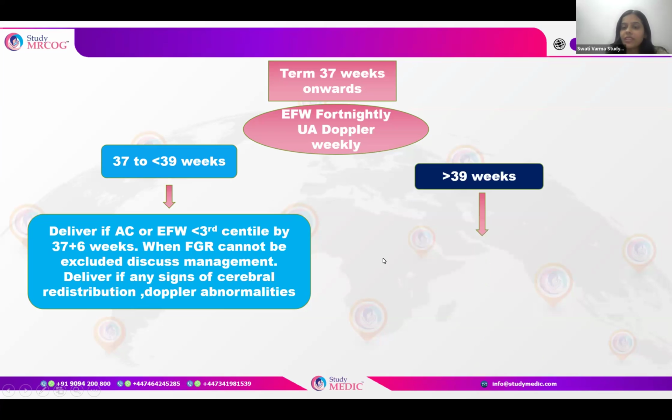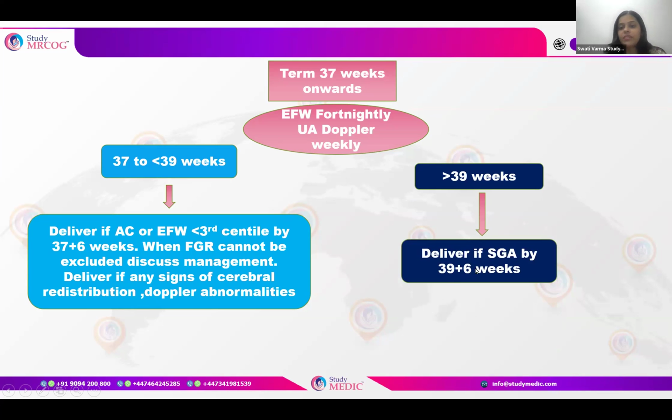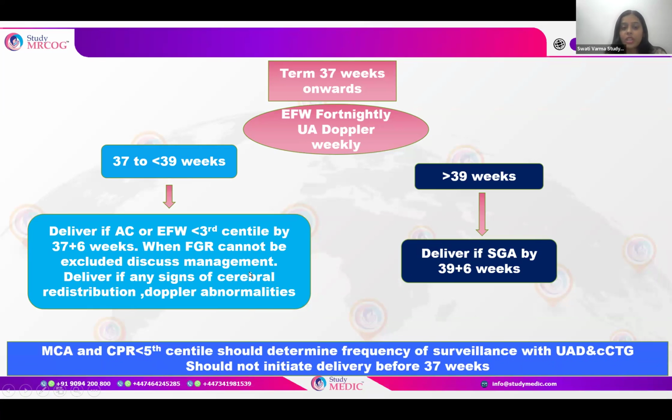At more than 39 weeks, again deliver if SGA by 39 plus 6 at all conditions. FGR was to be delivered by 37 plus 6 and SGA to be delivered by 39 plus 6. Now here, beyond 37 weeks, you can use MCA and cerebroplacental ratio less than 5th centile. They should determine the frequency of surveillance, and these should not be used prior to 37 weeks. So if at any stage you are initiating delivery because of these factors, you should not initiate before 37 weeks. You have to initiate after 37 weeks using these two parameters.